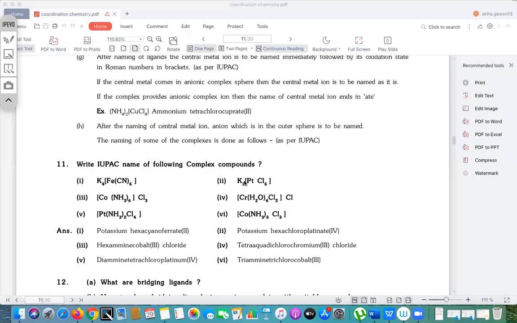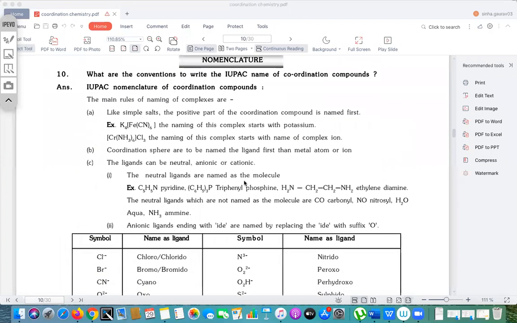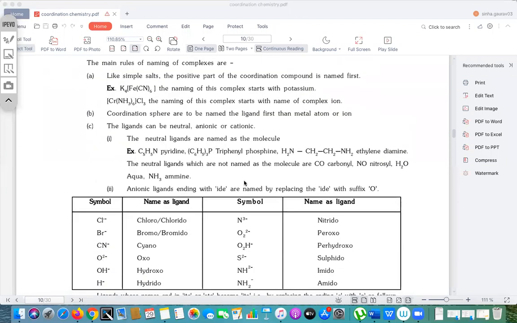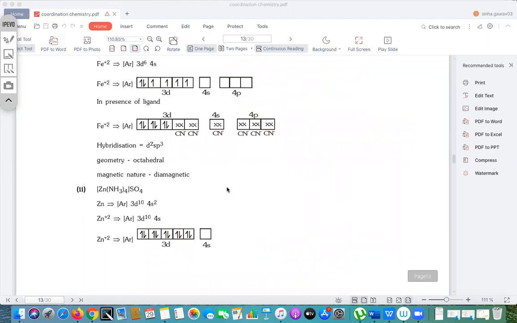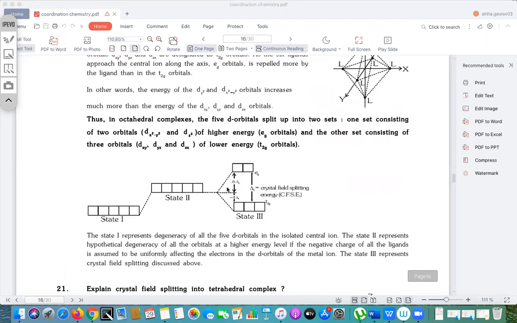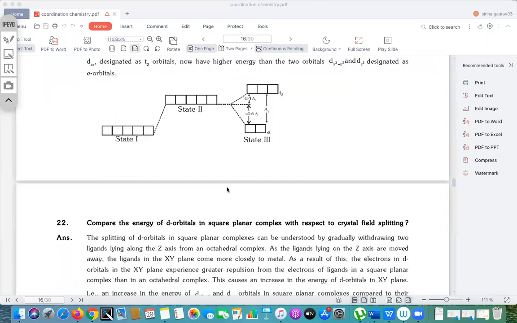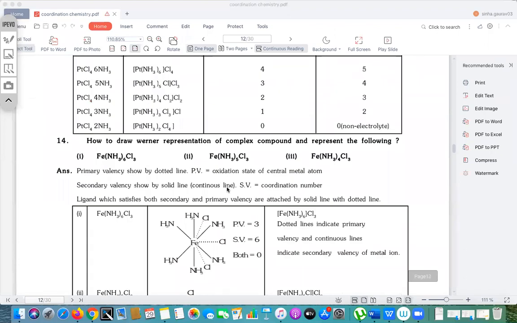Okay, now you see this, these are the rules we have of nomenclature. We'll just go through it quickly, and this PDF is for the entire chapter. The entire chapter is given here, and there are some solved questions also which you can practice later on once we finish the chapter. I'll share the entire PDF with you after the session.